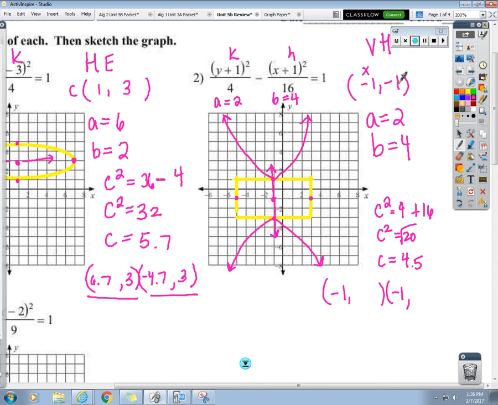But from negative 1, you'll go up 4.5, which will land you where? 3.5. And then from negative 1, you'll go down 4.5, which will land you where? Negative 5.5. Okay, why don't you take a second and try number 3 by yourself.